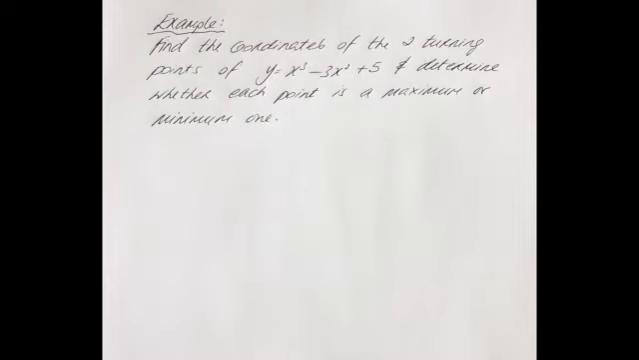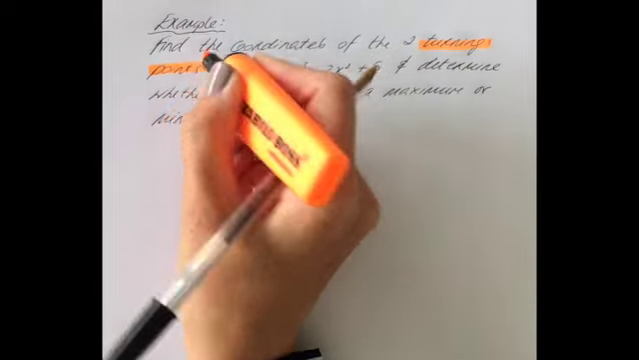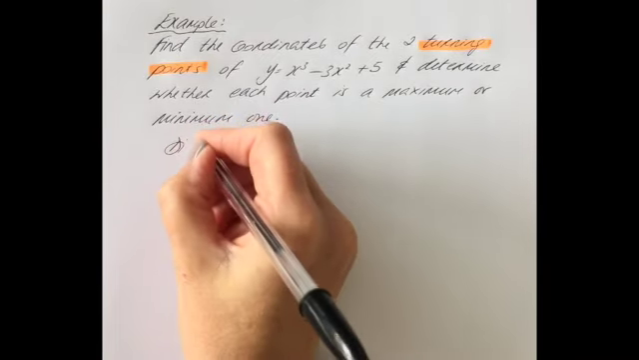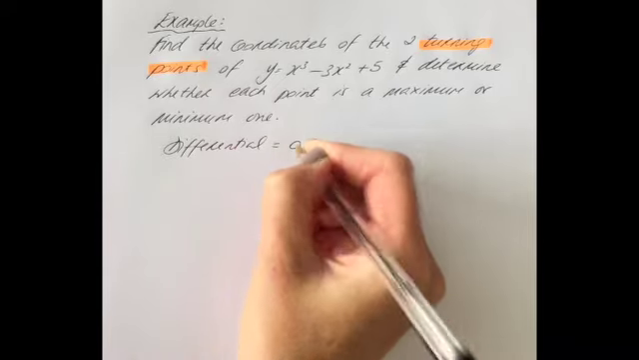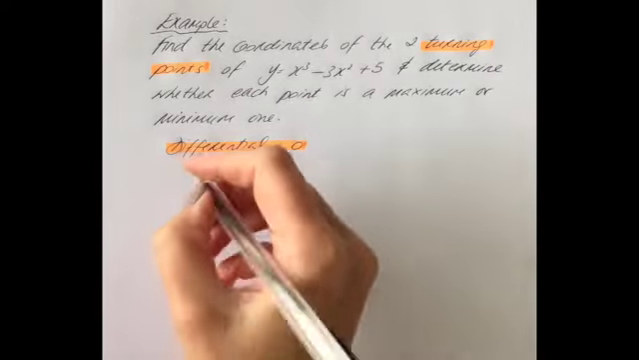Okay, so try this example. Find the coordinates of the two turning points of y equals x cubed minus 3x squared plus 5 and determine whether each point is a maximum or minimum one. So, again, the keyword you're looking out for here is turning points. We know when we're being asked for a turning point, we want to get the differential and put it equal to 0. So that's what we're going to do.